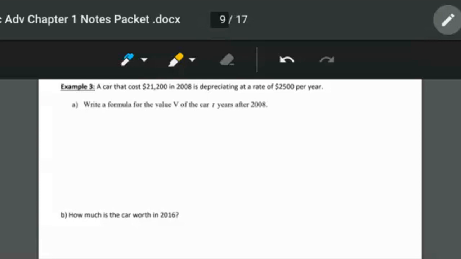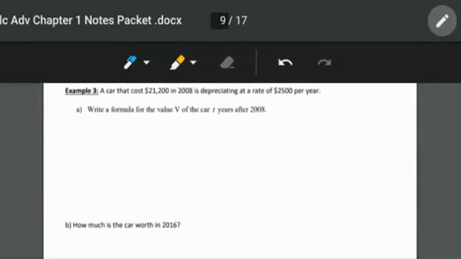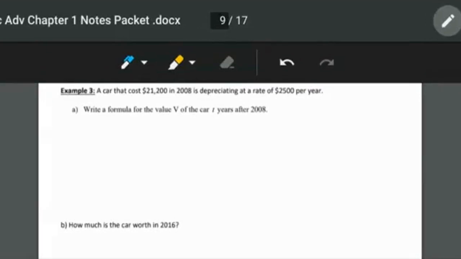So if we have to write a formula, it's kind of hard to write with the right variables. They're asking for T and V. I would just use the standard, X and Y, and then swap them out at the end to have the variables they ask for. All right, so let's think about this. This is going to be a linear equation. So let's think about y equals mx plus b. We've got our two numbers. A car that cost this in 2008 is depreciating at $2,500 per year.